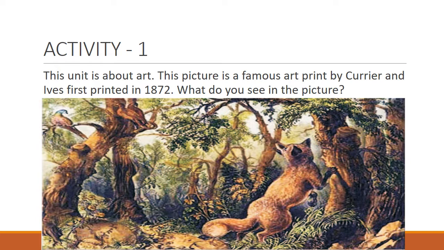Now, this picture is a famous picture by Currier and Ives, which was a printing company. They printed the paintings by famous painters in black and white. Earlier, they were not color paints. Color prints were not there. So they printed black and white copies, and then those prints were hand painted. So, here we have an art print by Currier and Ives, which was first printed in 1872.